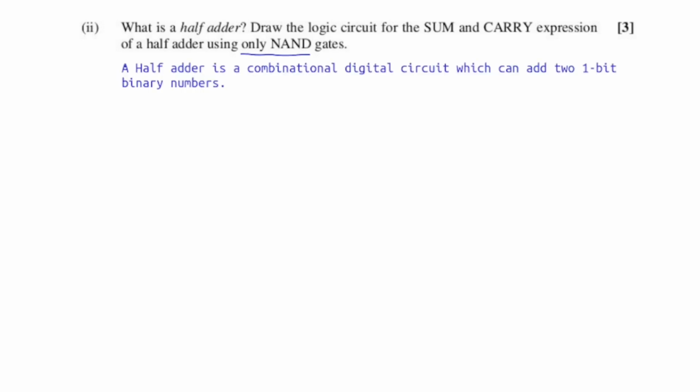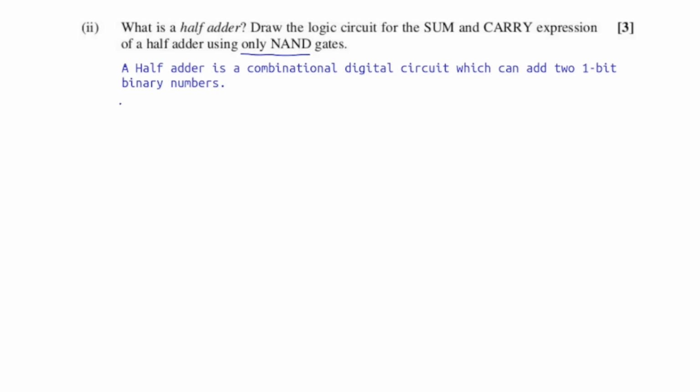The next question is, what is a half adder? And this has another part to it, which says draw the logic circuit for the sum and carry expression of a half adder using only NAND gates. So let us see how we are supposed to do this. The answer to the first part of the question, that is what is a half adder, is relatively straightforward. A half adder is a combinational digital circuit which can add two 1-bit binary numbers. In simple terms, it's a circuit which can add two 1-bit binary numbers.